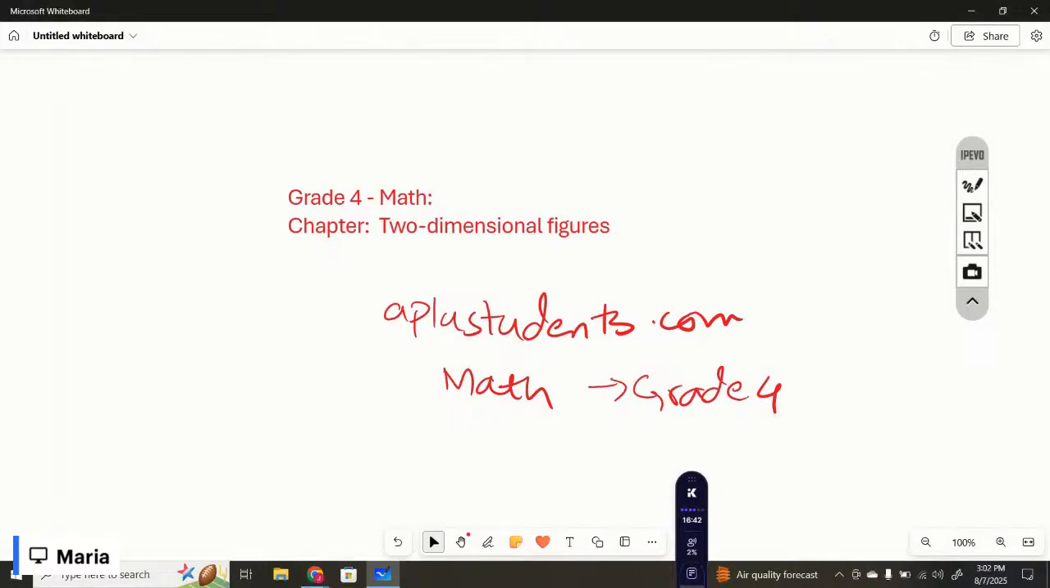There you can find a list of the chapters. We're going to start with the chapter two-dimensional figures. So please make sure you have your notebook and pencil so that you can note down the important examples and definitions as well.